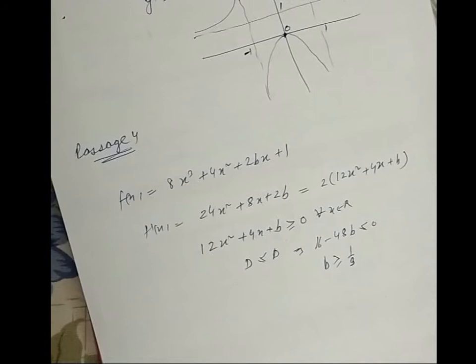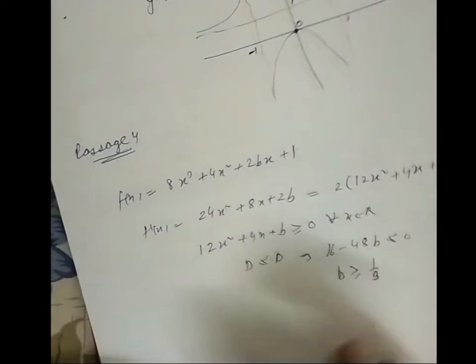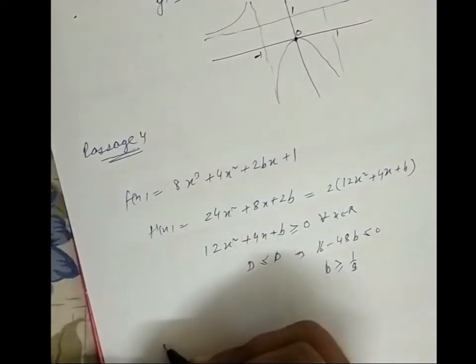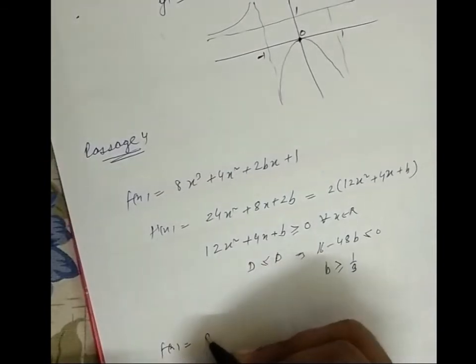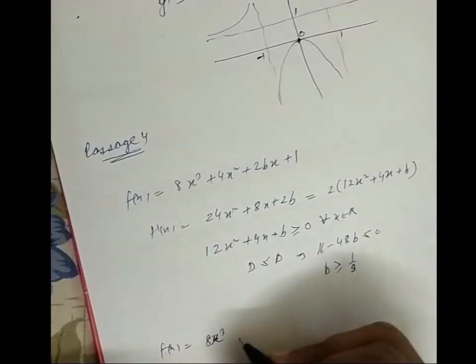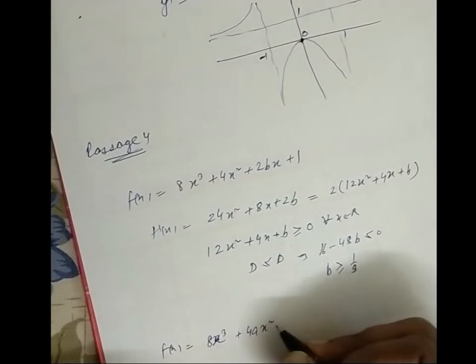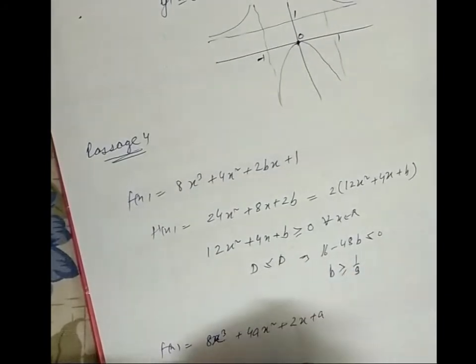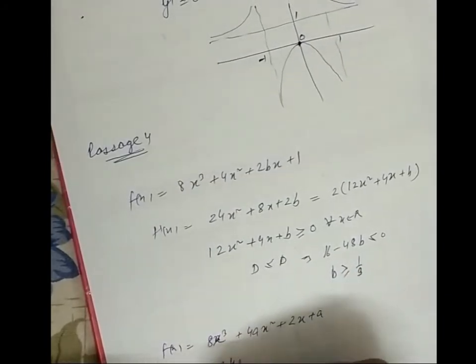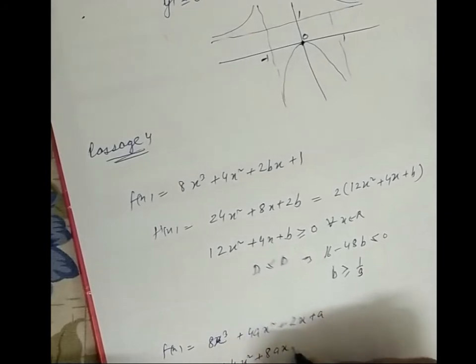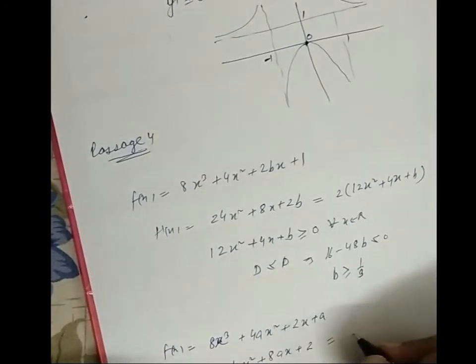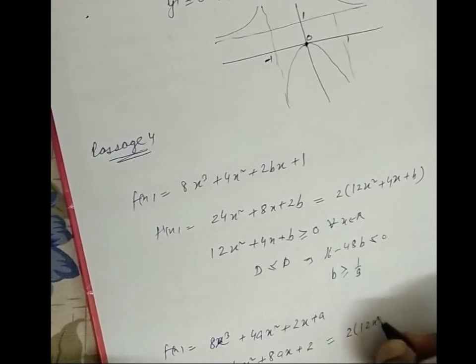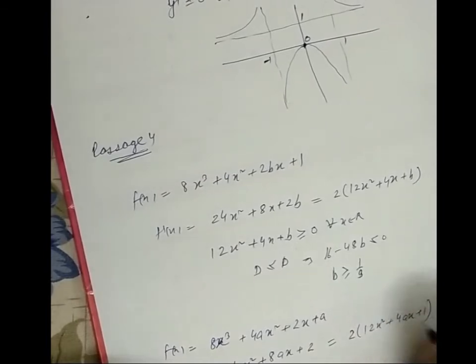Question number 36: if b is equal to 1, y is equal to f(x) is non-monotonic, then find the sum of all integral values of a. So if b is equal to 1, f(x) becomes 8x cube plus 4ax square plus 2x plus a. f dash x would be equal to 24x square plus 8ax plus 2.